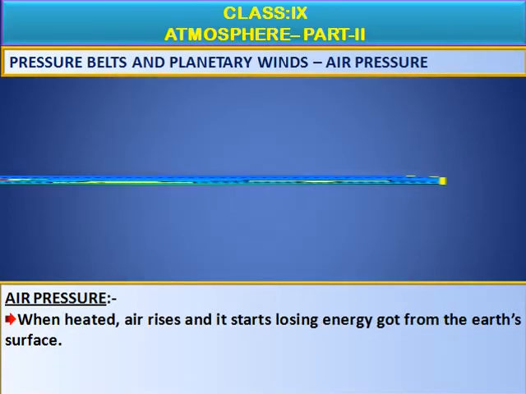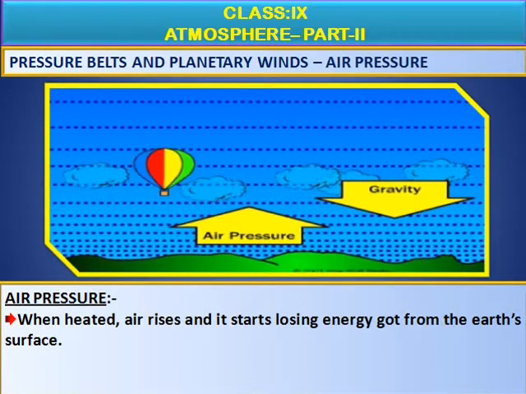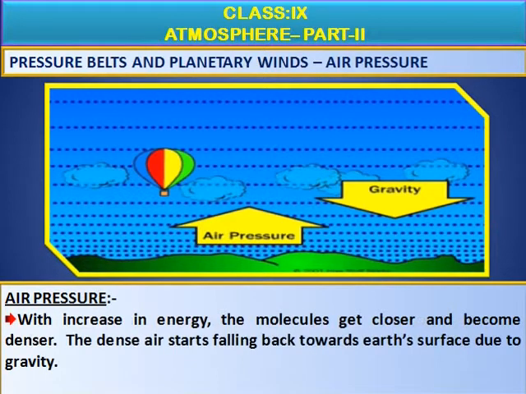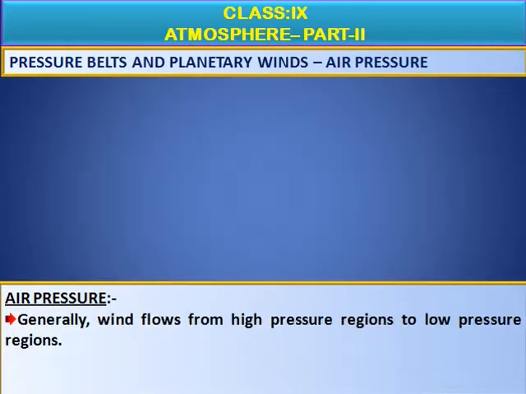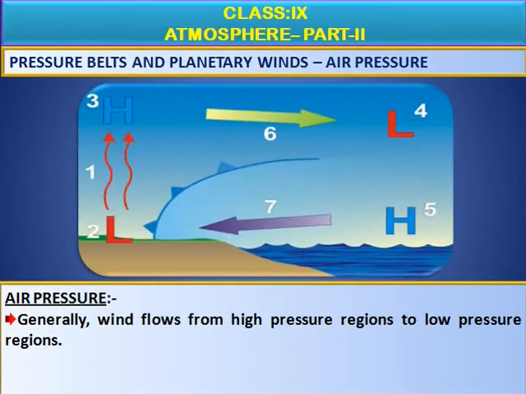When heated, air rises and it starts losing energy got from the earth's surface. With decrease in energy, the molecules get closer and become denser. The dense air starts falling back towards Earth's surface due to gravity. Children, generally, wind flows from high pressure regions to low pressure regions.